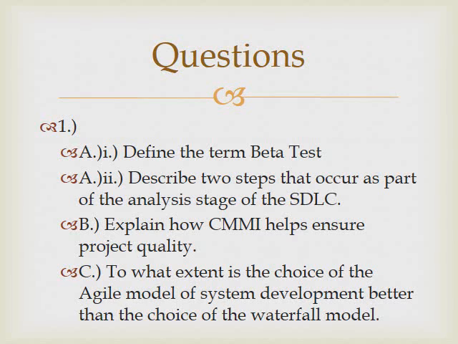All these acronyms that you're going to see in these questions, they're all in the chapter, they're all expanded, and they're all defined. So if you just flip through the chapter, you will see every one that's mentioned here. Part B, explain how CMMI helps ensure project quality. And part C, to what extent is the choice of the, I myself am not even sure how to present this, agile, I'm going to say, model of system development better than the choice of the waterfall method?